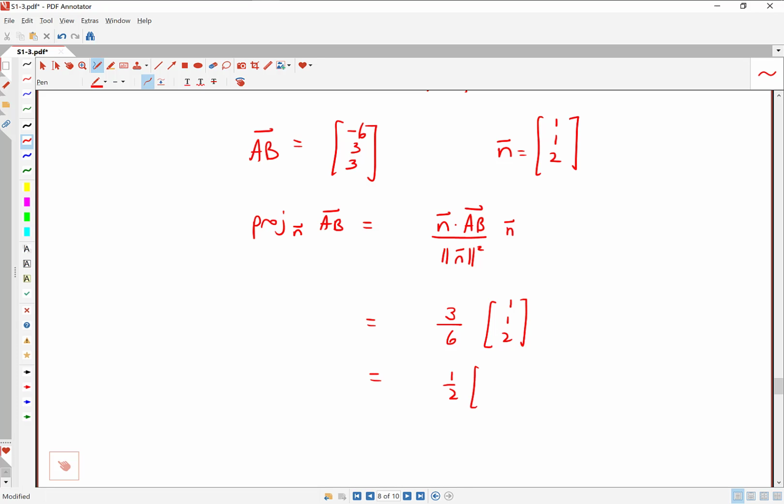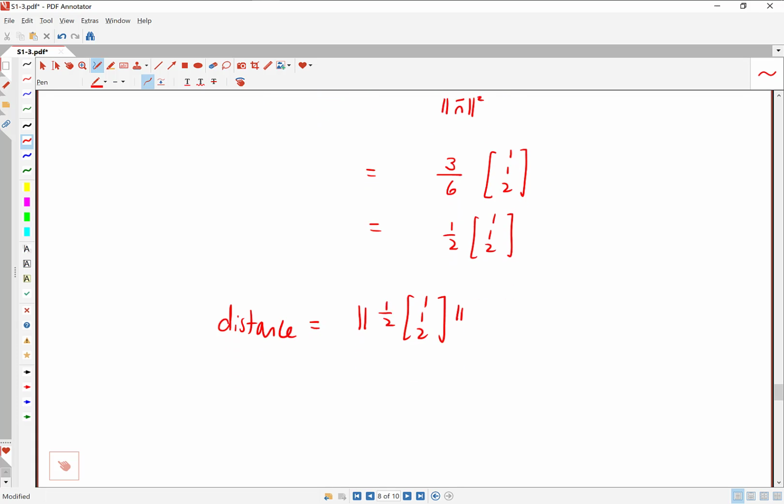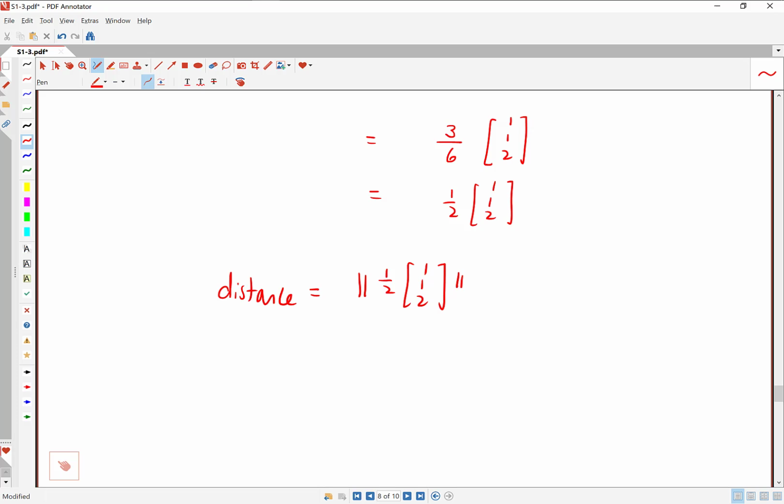Let's just call that 1/2, 1, 1, 2. And then as we said at the beginning of the problem, the way we're going to get our distance is by taking the length of this vector. Remember from way back when we said that if you're ever trying to take the length of a constant times a vector, you can bring that constant out in front. Just remember you need to take the absolute value of it.